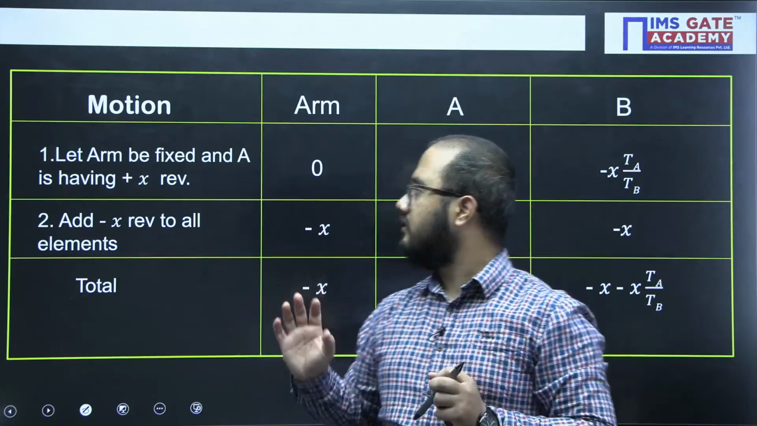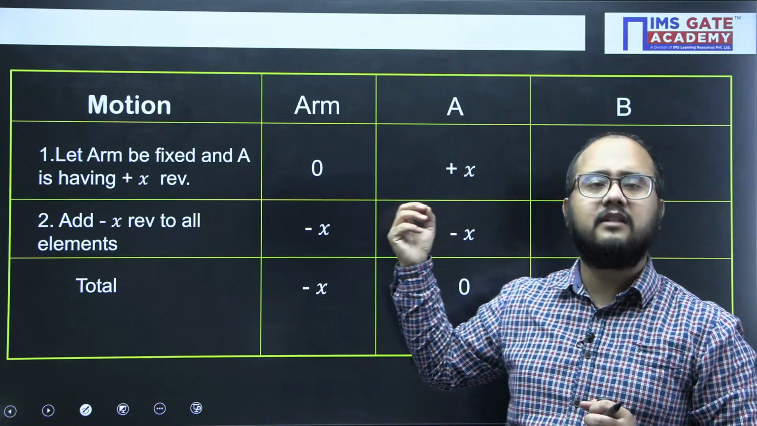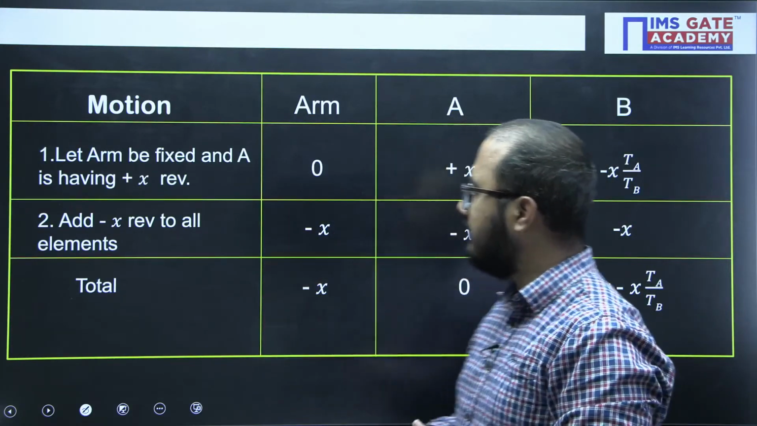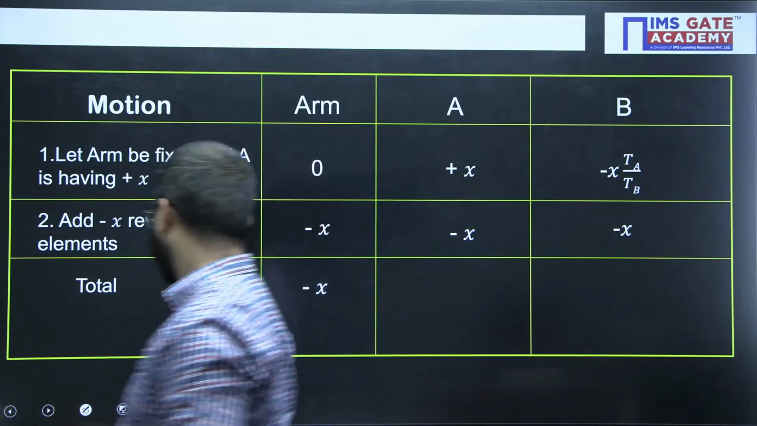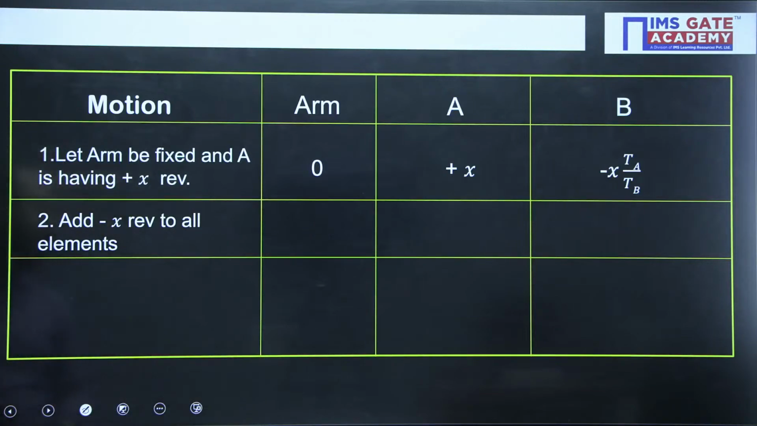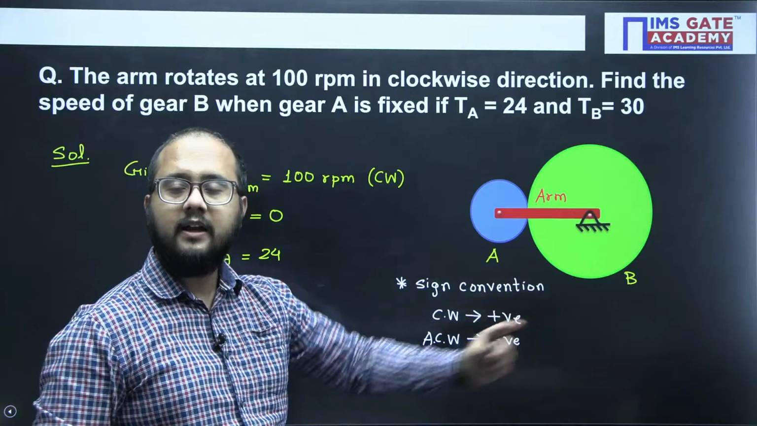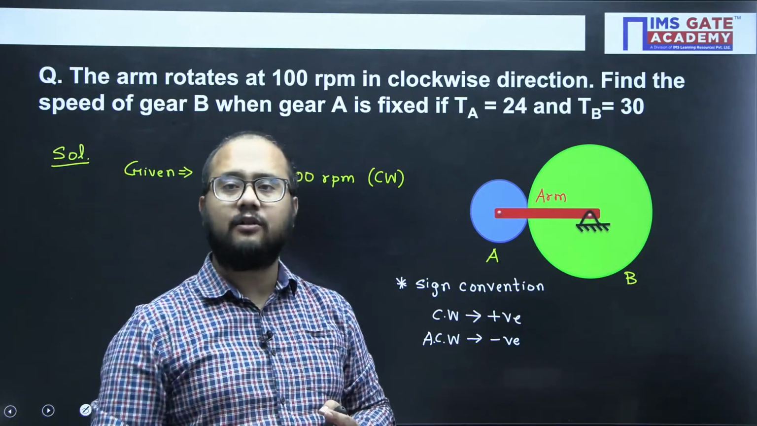to be fixed, and A is having a plus x. So, in this case it is A. You can consider any other system, any other gears also. As far as this gear train is concerned, how many elements were there? 3. You can have a gear train in which 4 elements are there, 5 elements or 6 elements are also there.